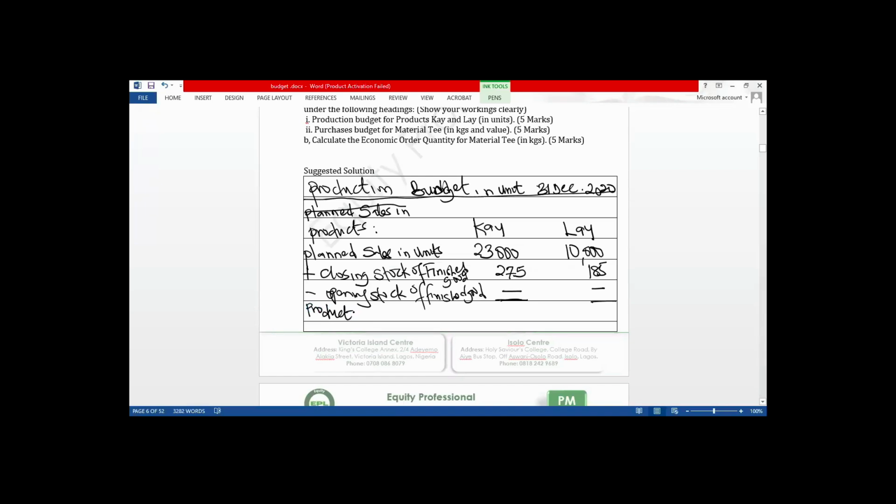Production budget before rejects: 23,275 and 10,185. This is the production budget before we introduce rejects. Before rejection, that's okay.